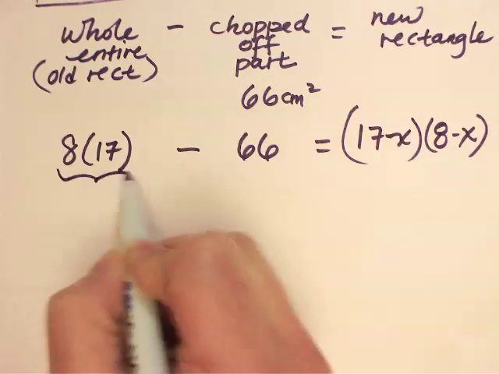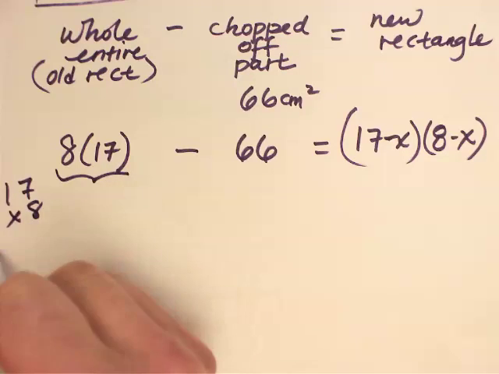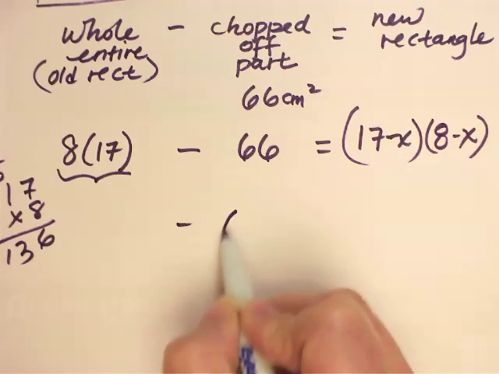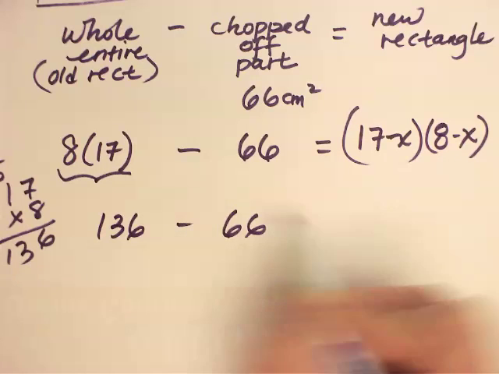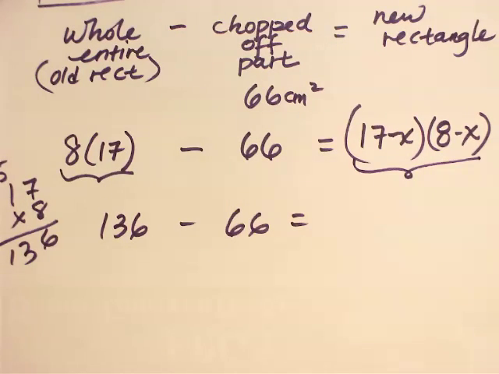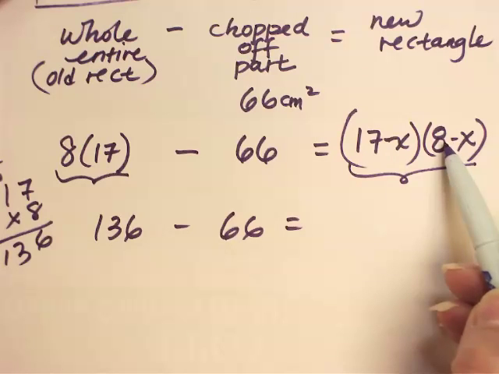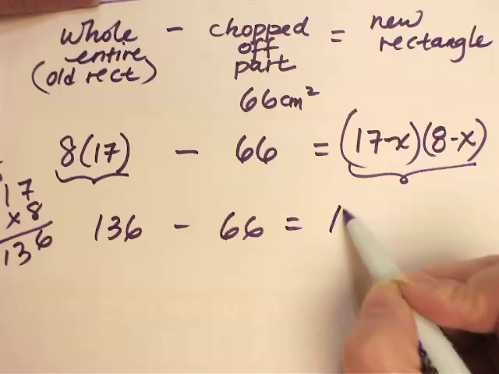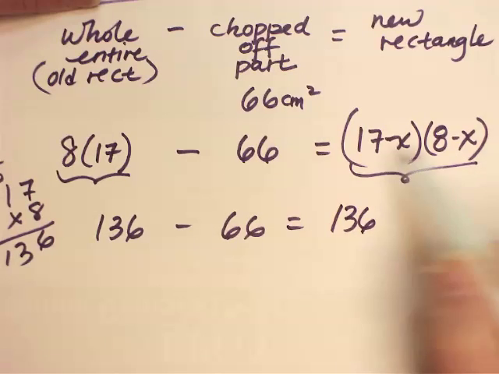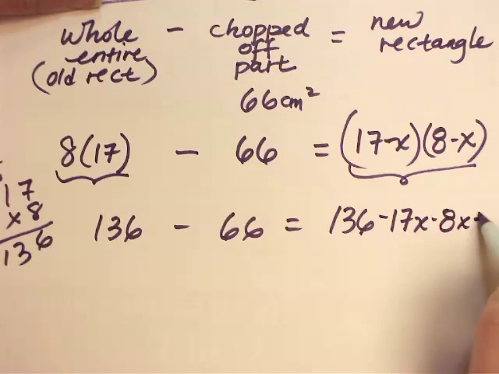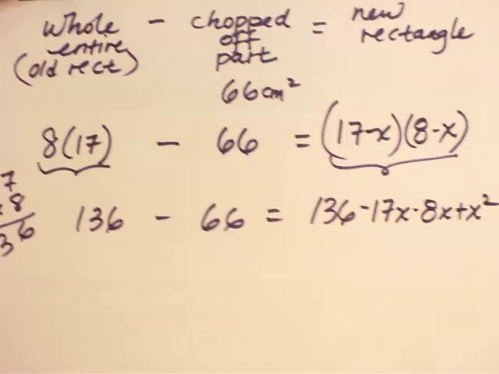First I have to figure out what's 17 times 8. So I get 136, minus the 66, must equal this, which I do need to FOIL out. I just did 17 times 8, which happens to be 136. I'm going to go ahead and FOIL, so minus 17x minus 8x plus x squared.